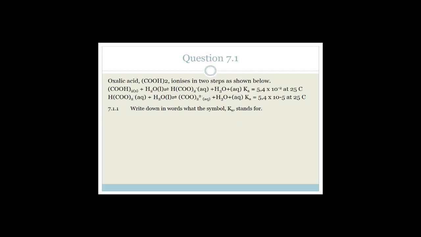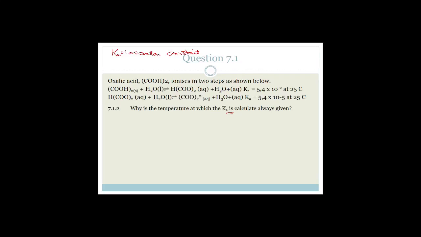First of all, they say write down in words what the symbol Ka means. So we know what Kc means. Kc is the equilibrium constant. Ka is the same type of thing, except that it's just for acids. So it's called the ionization constant. Why? Because it gives us a measure of how much something has ionized.